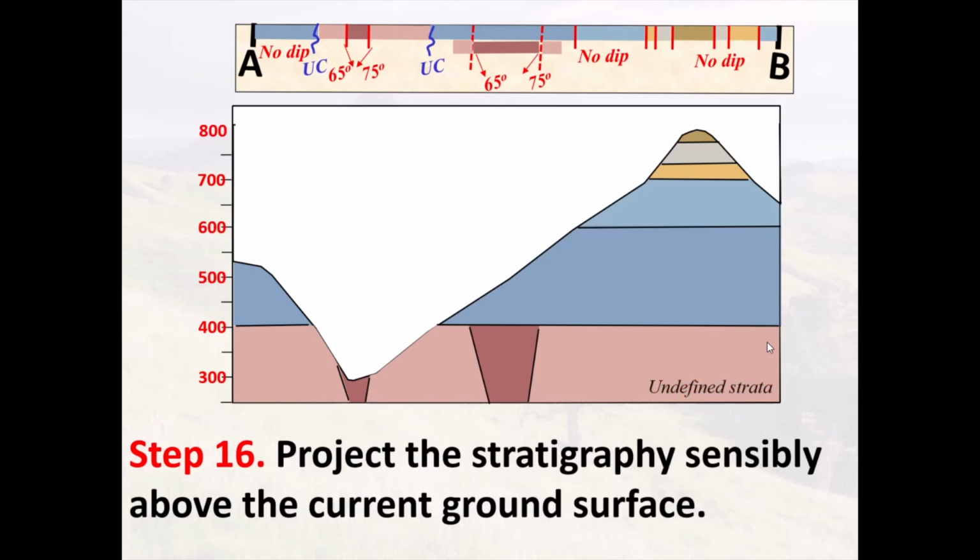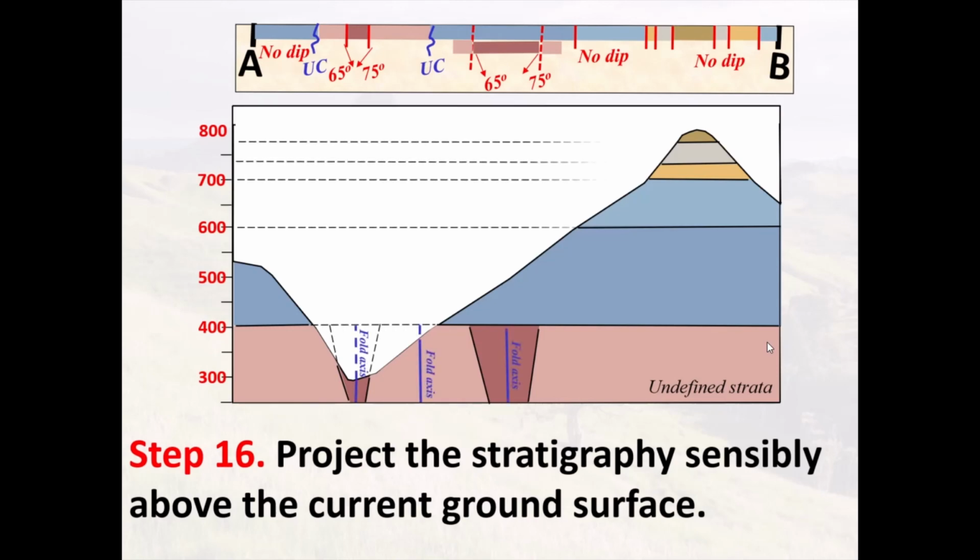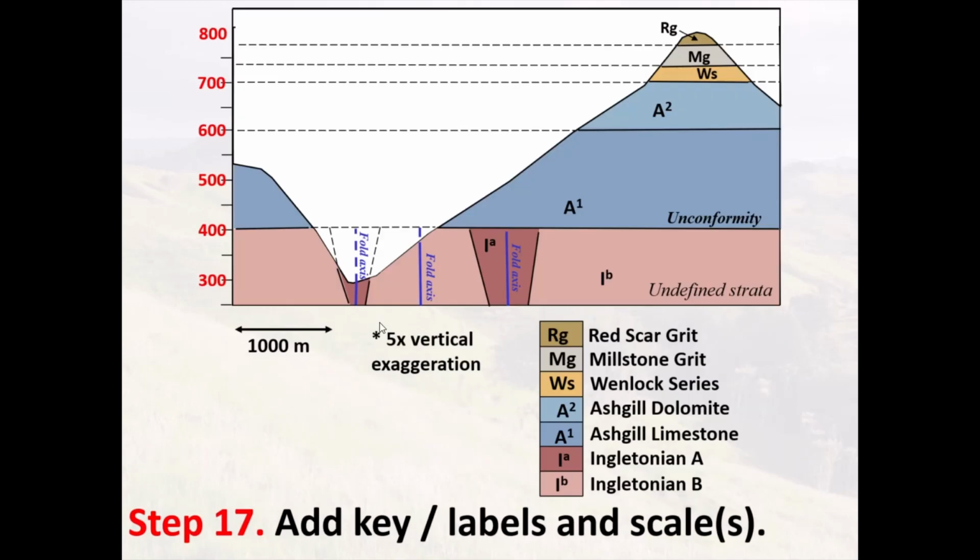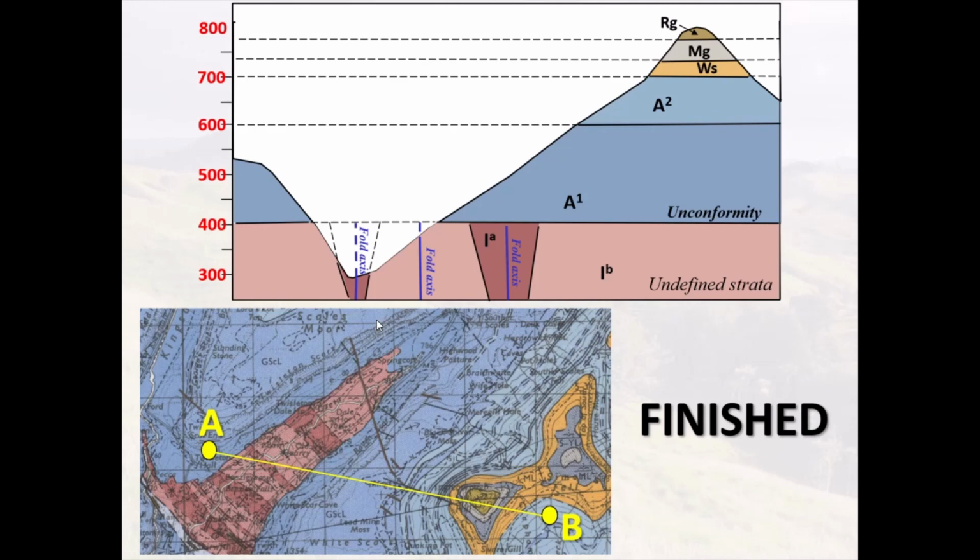Then, to show I understand what is happening with the geology, I can project sensibly above the surface where the geology would continue. So for instance, these horizontally bedded rocks would be horizontal before this modern topography had formed. Those fold axes in my Cambrian rocks, they'd project up until the unconformity. And then I can add a key, add the scale, add the labels, and any vertical exaggeration that I've used. Okay, so by doing that, we end up with a cross-section through these unconformable rocks.